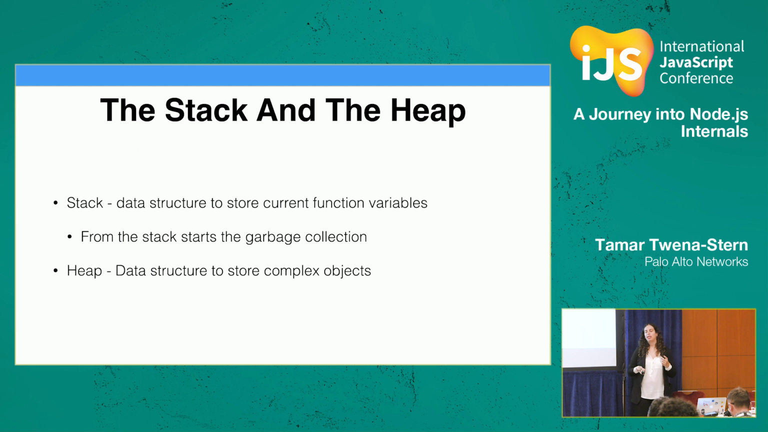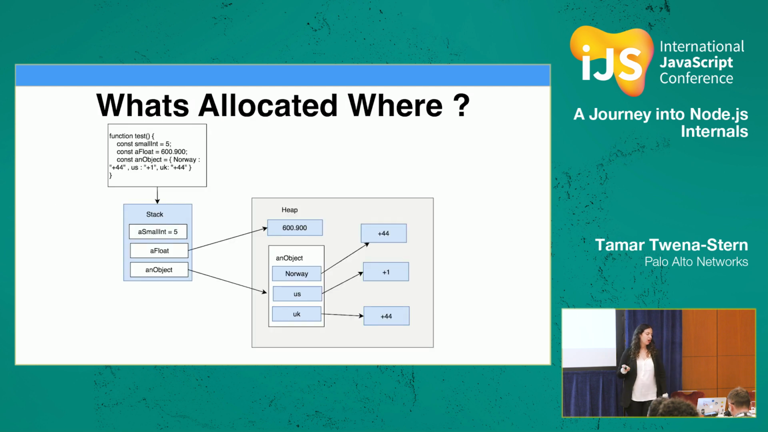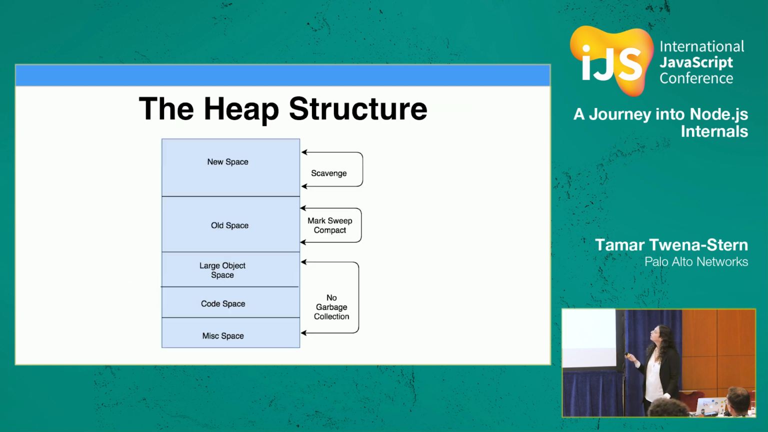And the heap is the data structure for complex objects. If you look at this diagram, it's a small diagram of what is allocated where. We have this function. It has an integer, a float, and an object. You see that the integer is on the stack itself. The float is a pointer on the stack to an object on the heap. And the object itself is also a pointer to the heap. And it is represented like this.